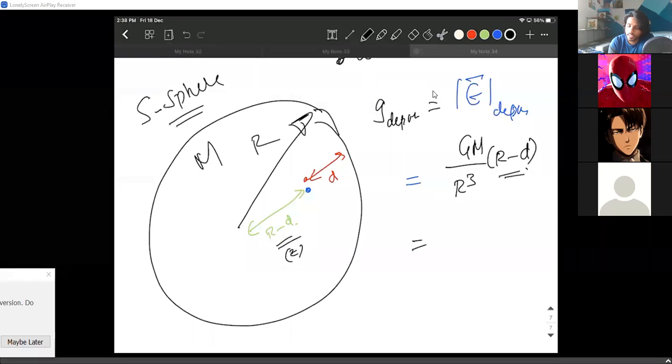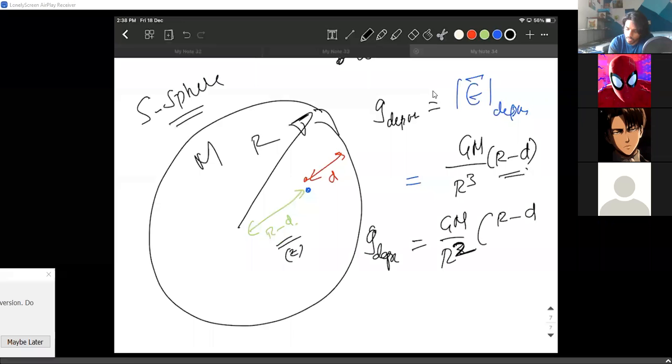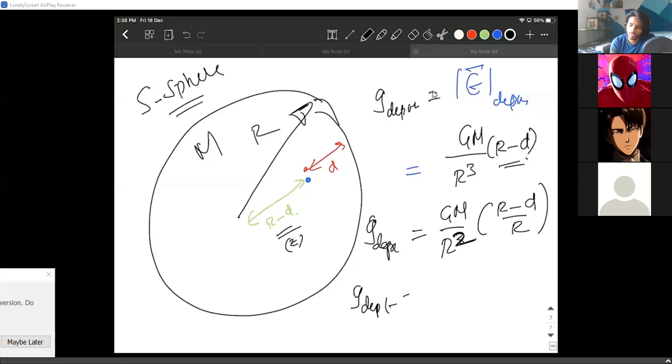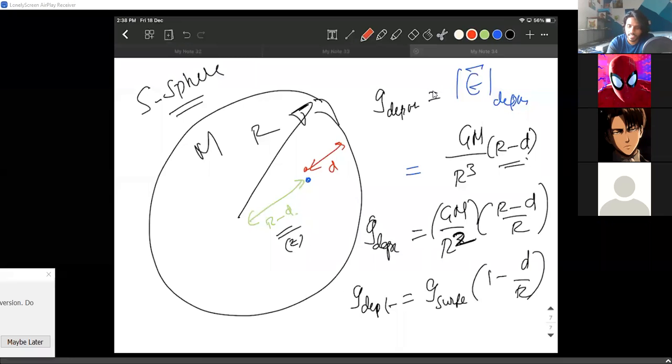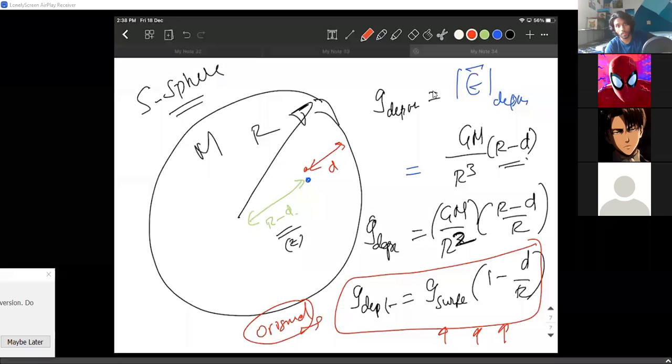Now I do one thing. So g at depth equals, I'm going to write this as GM by r square into, I send one more r into this thing. So g at depth equals, this looks like g at surface into 1 minus d by r. Now this is not an approximated value. This is the original only. And you don't need an approximation here. In the previous problem, you needed an approximation because the calculations get complicated sometimes. But here you can always use this for the value of g at any point.